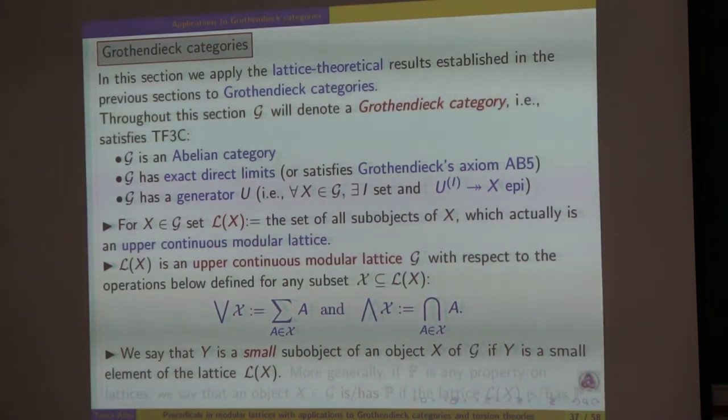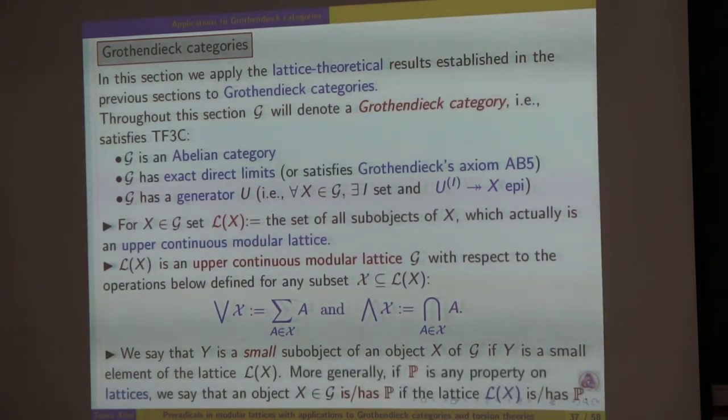The small element in this lattice. Okay. A small subobject is just a small element of this lattice. Similarly, if we have any property P, we say that an object in G has P if the lattice has the property P.